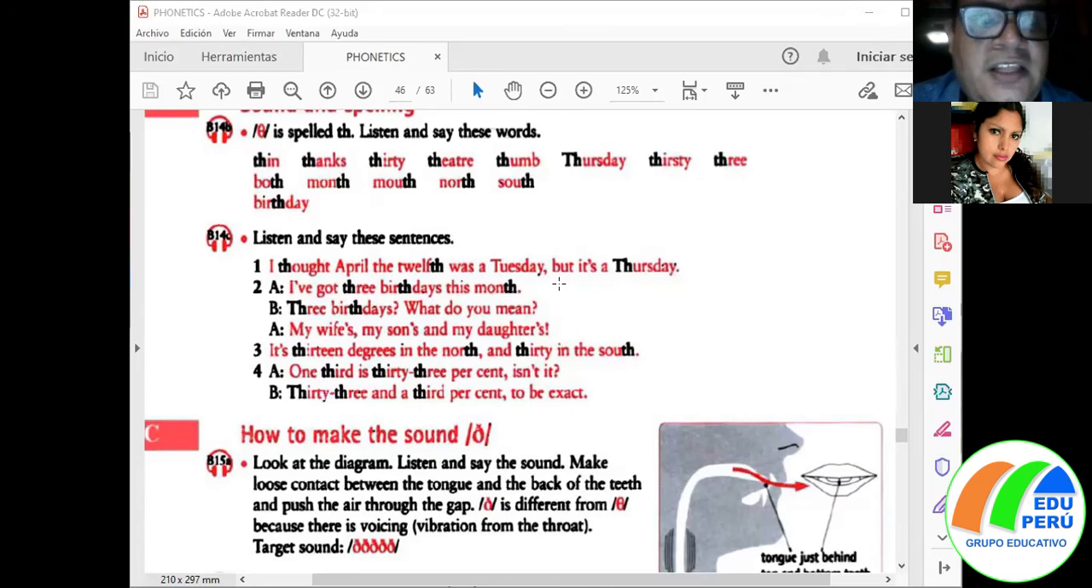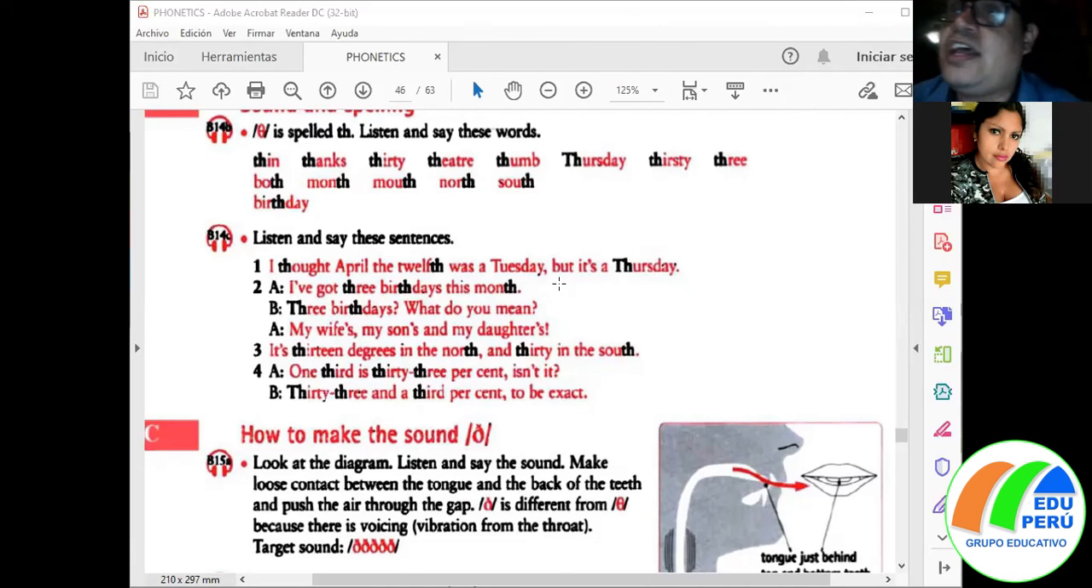Number 3. If it's thirteen degrees in the north and thirteen in the south. Thirteen north, thirty south. Number 4. One third, thirty-three percent, isn't it? Thirty-three and a third percent to be exact. Exact. Remember, this X is pronounced with the sound G, Z: exact, exactly. Don't forget about it.